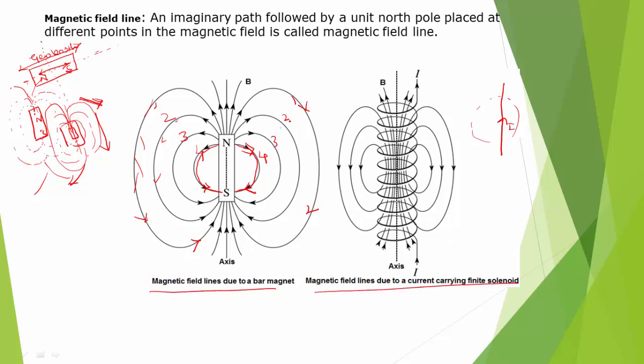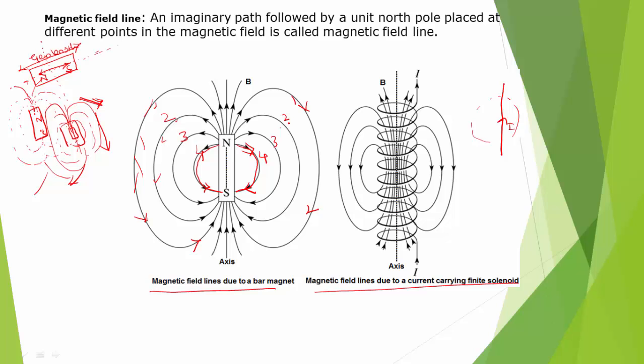No two magnetic field lines intersect each other. And the fourth property is the number of magnetic field lines crossing per unit area. It depends on the strength of the magnetic field.